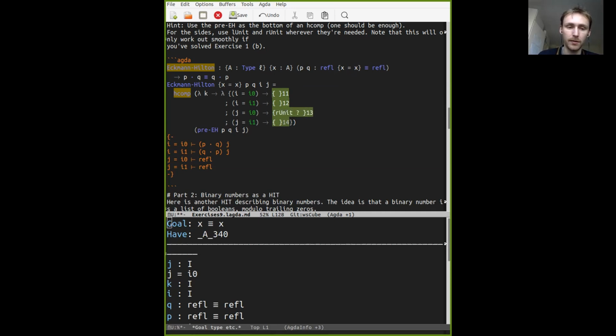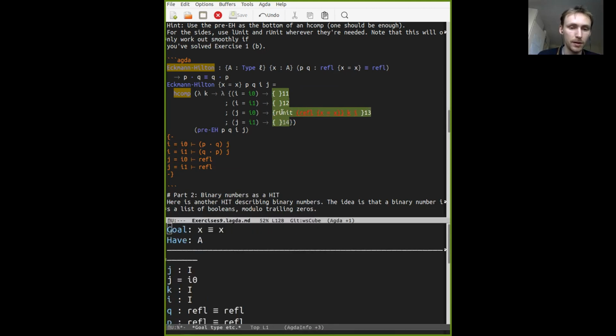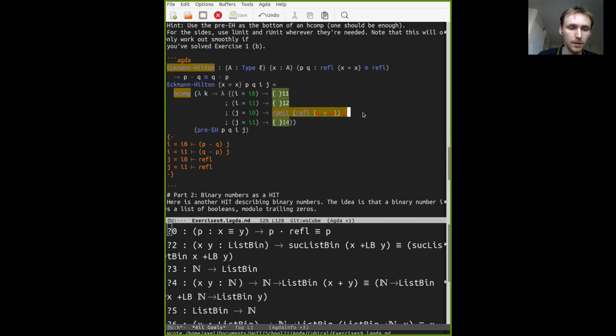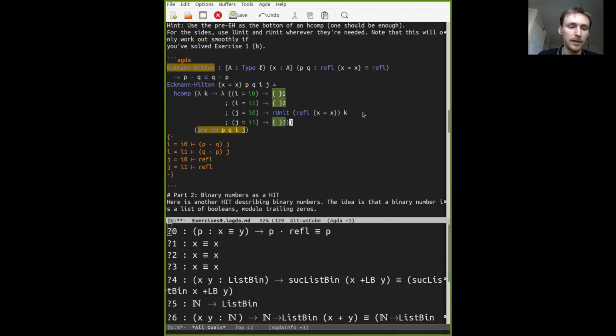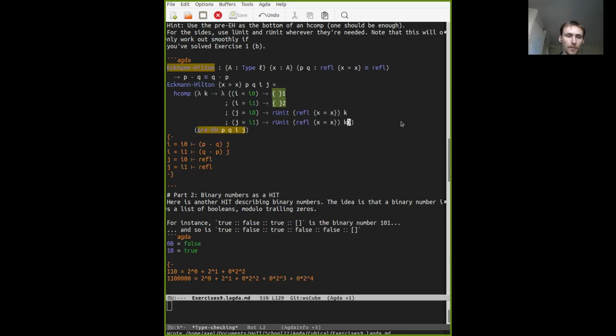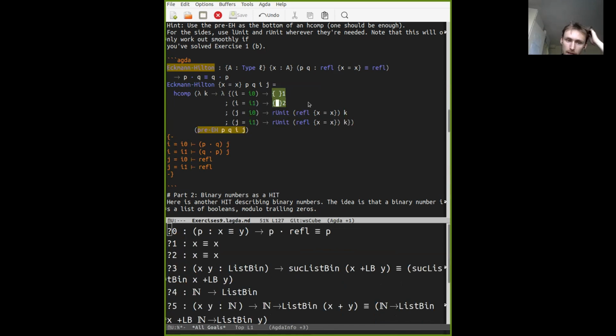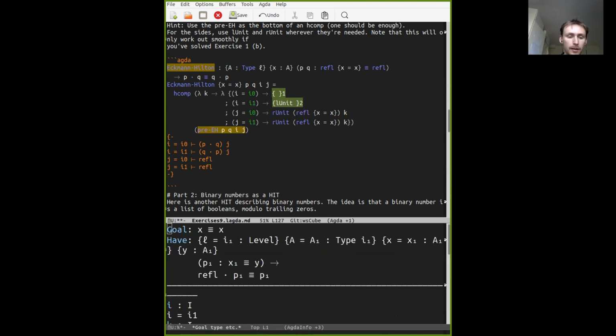Well, okay, there's only one thing to do really. rUnit of refl. That should be it, right? Oh no. Oh no. Yep. And the same thing is going to happen for j restricted to i1. Actually, do I have the lUnit path? Yes, I do. Yeah, because we did that in the beginning. Okay.